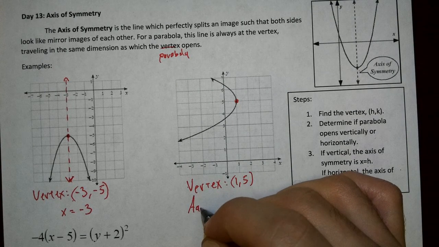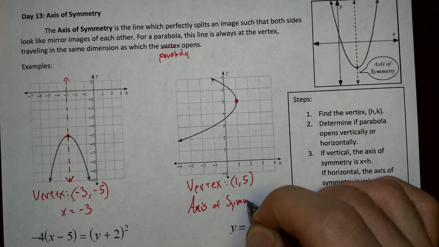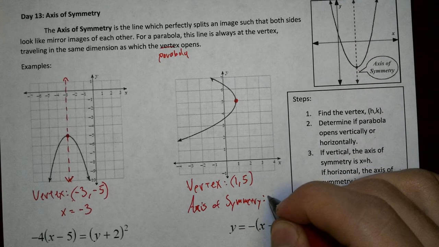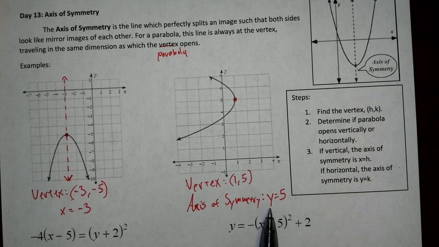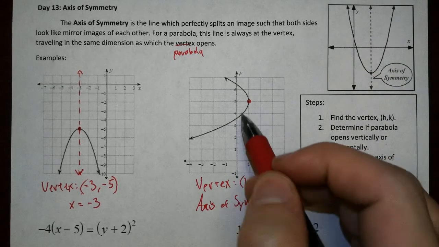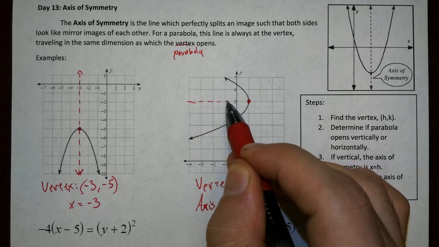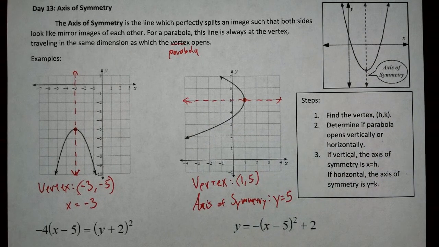So our axis of symmetry is going to be y equals 5. And if we were to go ahead and draw the line y equals 5, remember, it's just all the points that have y equal to 5. Right, so going up, y is 5 right there. So it would be all these points on this line. And we can see how that perfectly splits our parabola in half. It creates a symmetrical image, which is good. So that's our axis of symmetry.